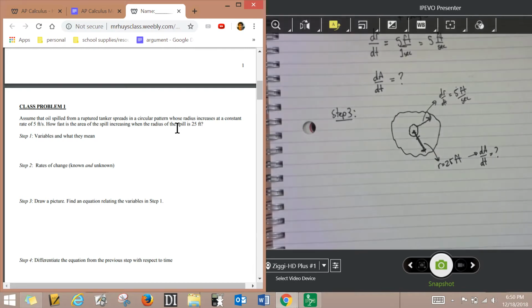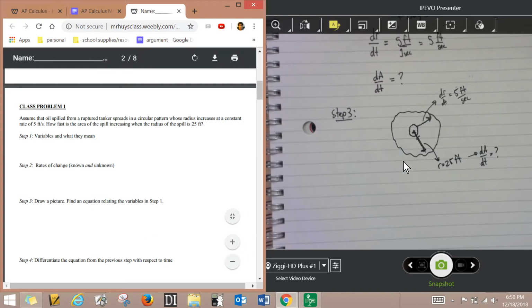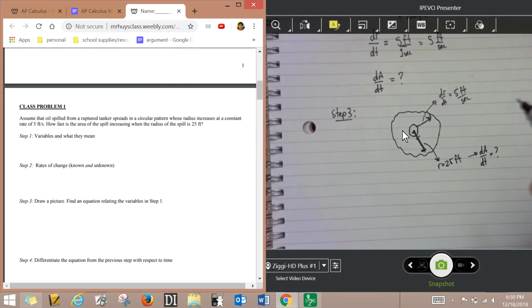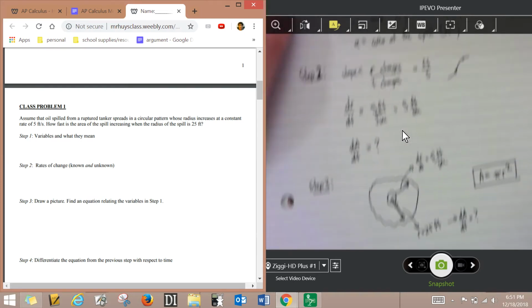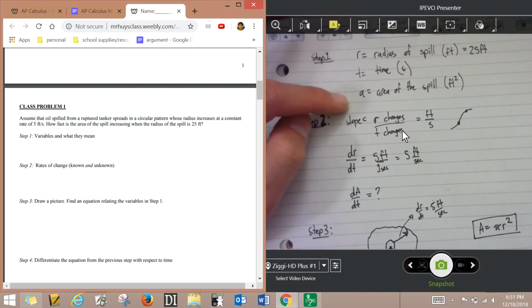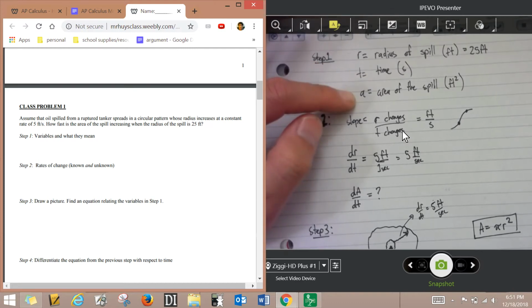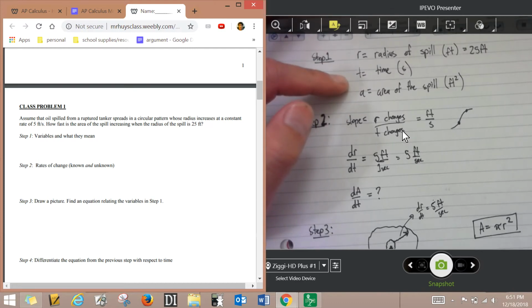Okay, that's the situation. But let's make a simple equation relating the variables in step one. What I mean by equation is, what's the shape that we're looking at? We're looking at a circle. So give me the area of a circle. What does the equation of the area of a circle look like? It's pi r squared. That relates r and A, and it doesn't really have t in there. But it will.